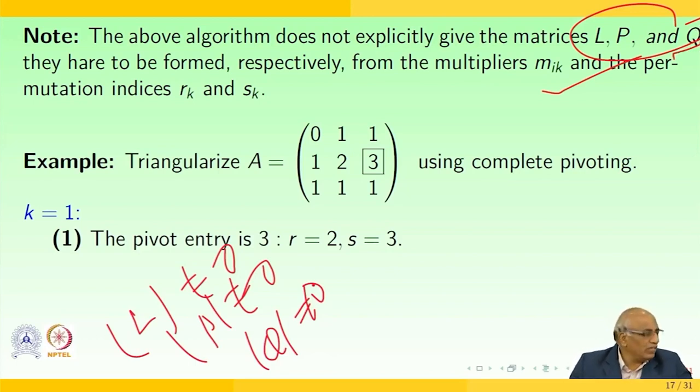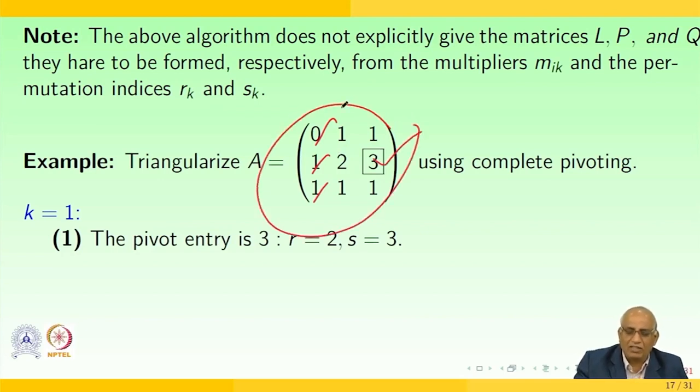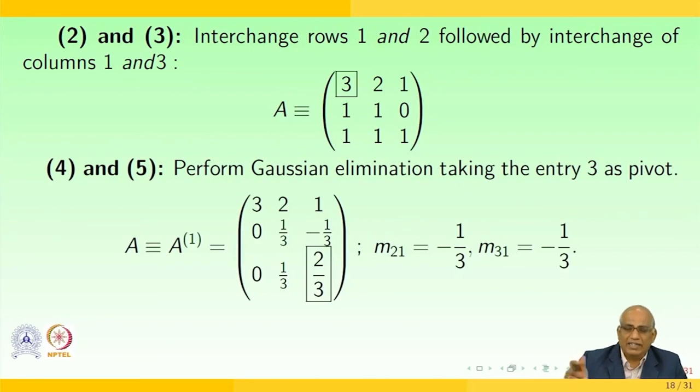So, let us do one simple example of Gaussian elimination with complete pivoting. We want to triangularize the matrix using complete pivoting. This is the matrix I have. I would be looking not just at bringing in the 0 or 1, but among all the entries, 3 is the biggest. I want 3 as the 1,1 element. So the pivot element is 3, in the second row and third column. The pivot element is the bigger one, so I interchange R1 and R2, followed by interchange of C1 and C3.